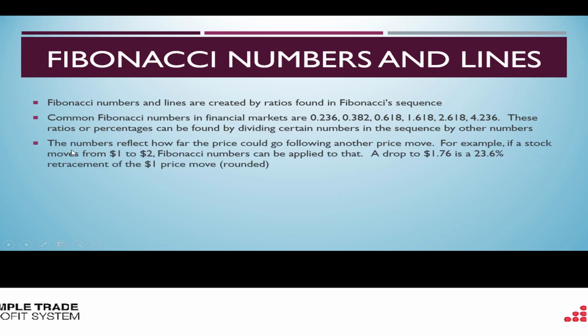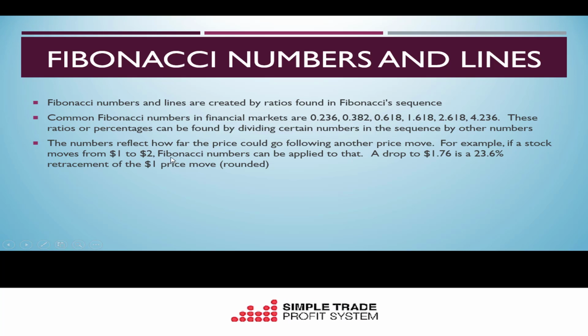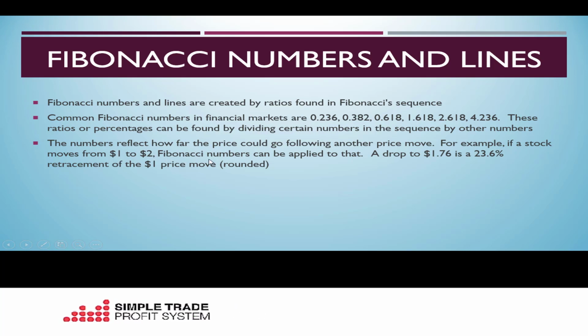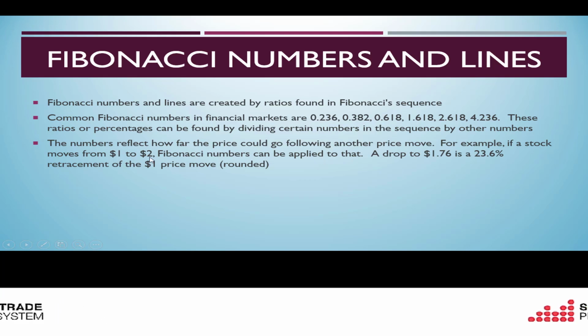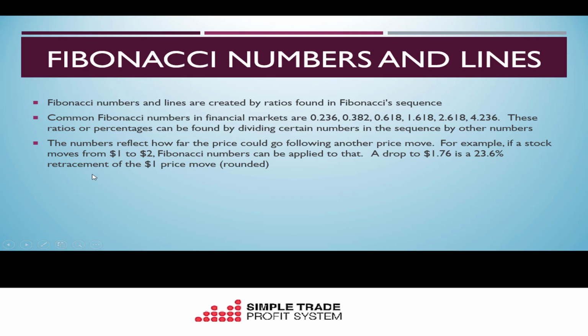These ratios or percentages can be found by dividing certain numbers in the sequence by other numbers. So for example, the numbers reflect how far price could go following another price move. In this example, if a stock moves from $1 to $2, Fibonacci numbers can be applied to that. If it moves from $1 to $2, it moved up $1, and a drop back down to $1.76 is a 23.6% retracement.